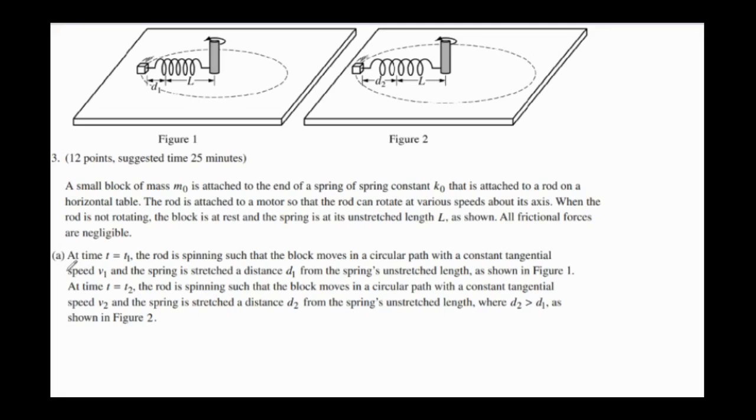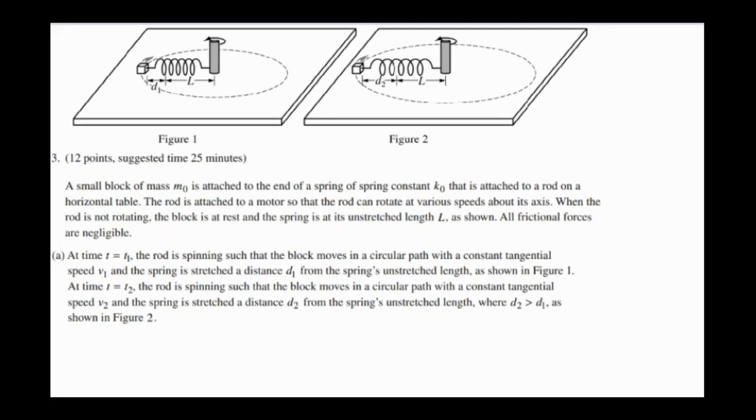So for part A, it says at time t equals t1, the rod is spinning such that the block moves in a circular path with a constant tangential speed v1, and the spring is stretched at a distance d1 from the spring's unstretched length as shown in figure 1.